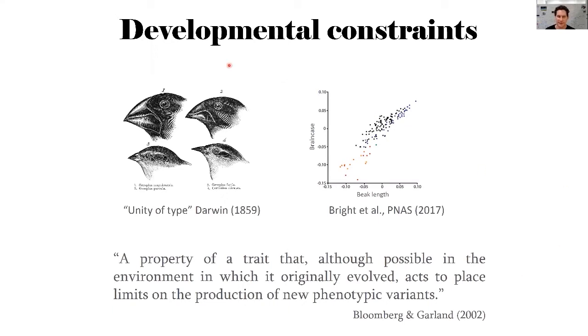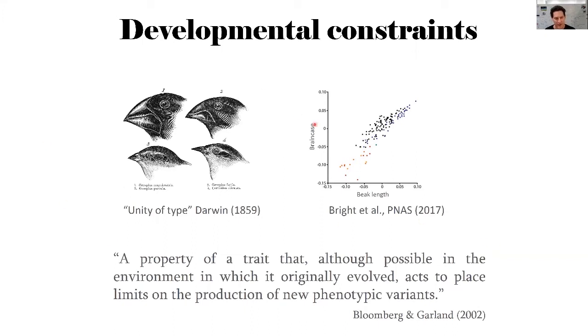The key take home here is this concept known as developmental constraints. Here's a very good quote, which I'm going to read out loud: developmental constraints are thought to be the property of a trait that, although possibly the environment in which it originally evolved, acts to place limits on the production of new phenotypic variants.